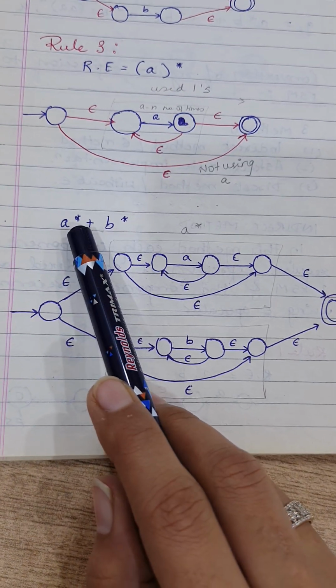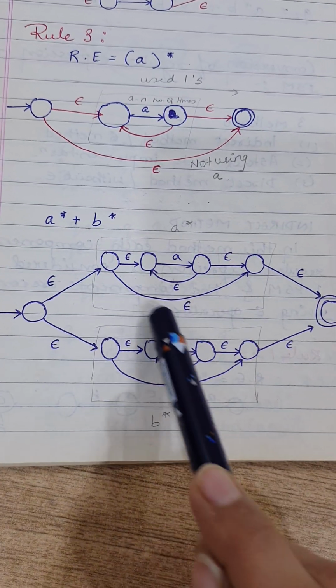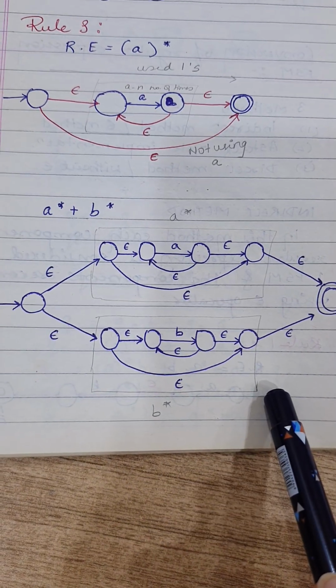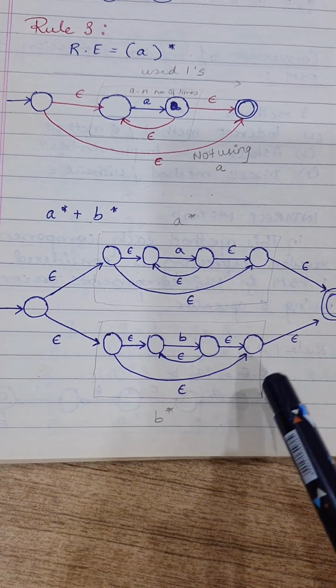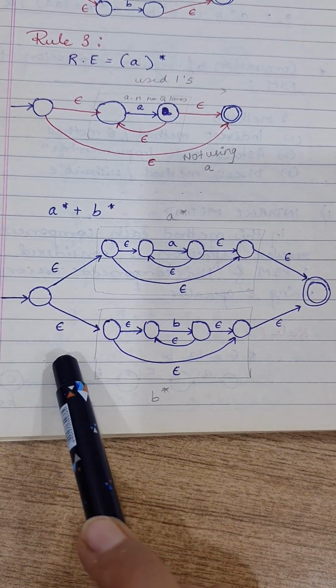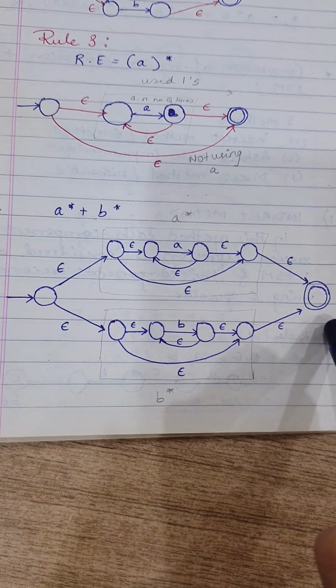So now for example, this is A star or B star. So I'll represent A star here. Next is B star is represented here. Now how do I connect A star and B star? Using the plus rule. So plus rule says add epsilon both sides here and both sides here to get the final state.